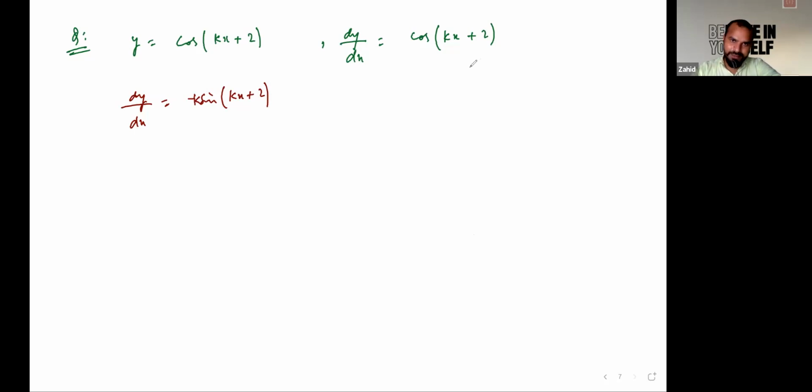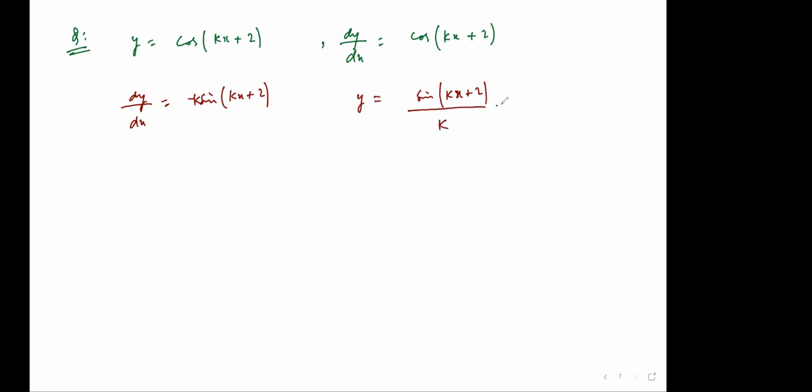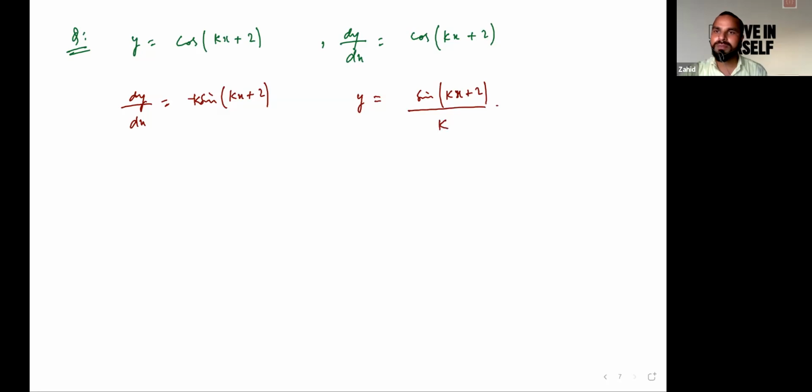Similarly, while integrating this function, y equals the integral of this function. So it will be sine(kx plus 2), and as k gets multiplied while differentiating, in integration k gets divided. This is a simple route to differentiate or integrate this function.